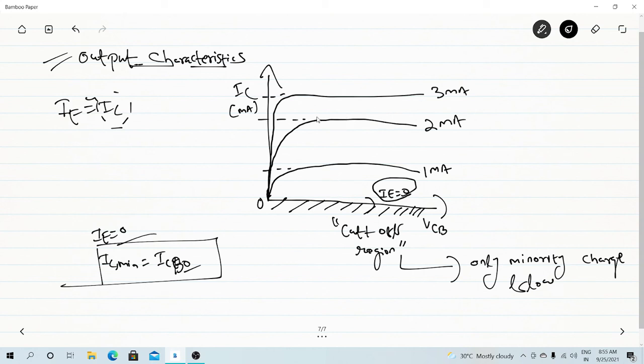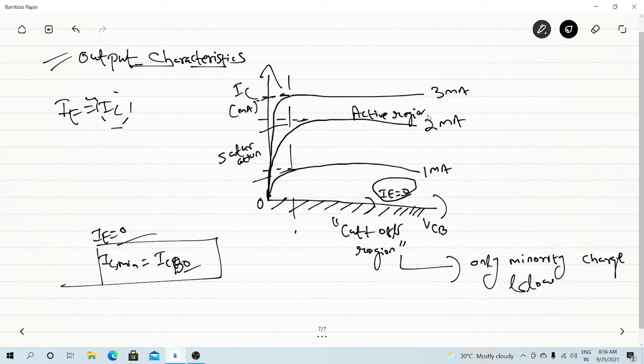Now I can show this, where the current is rising sharply. This is my saturation region. And this particular region, where the current is almost constant, with certain variation but looking almost constant, this is my active region.